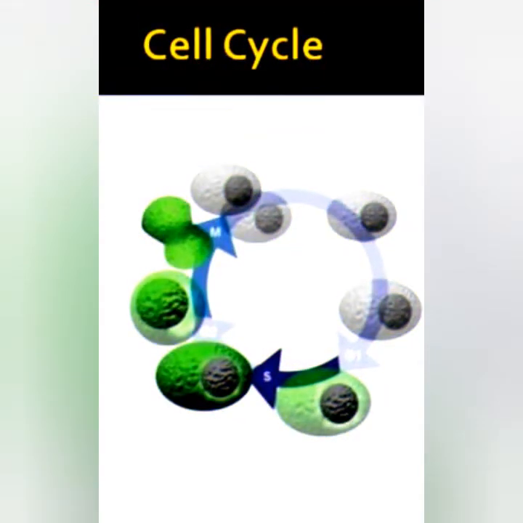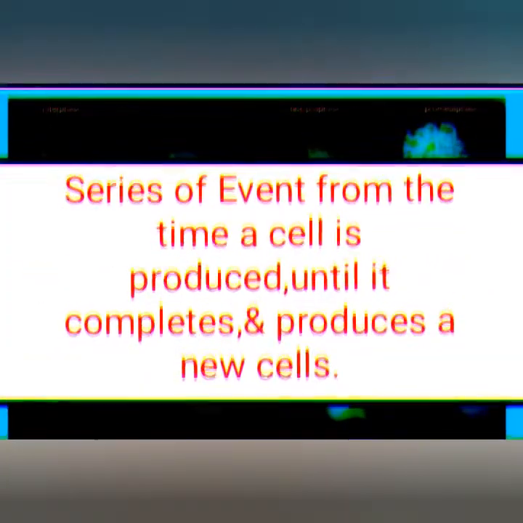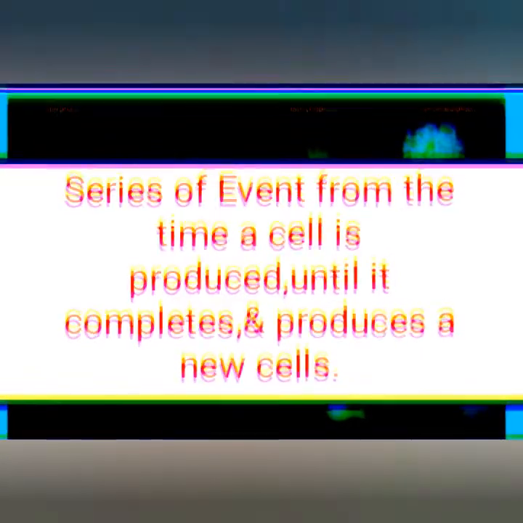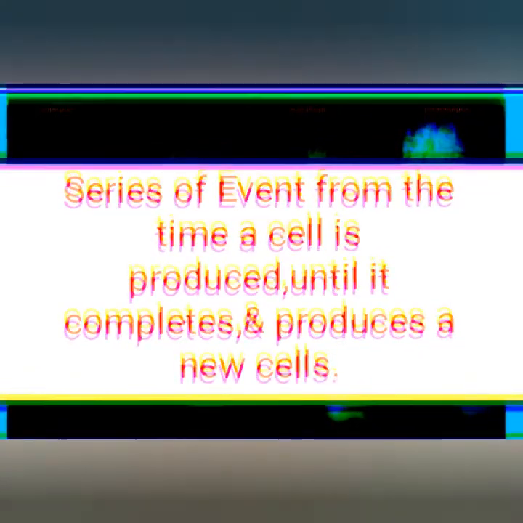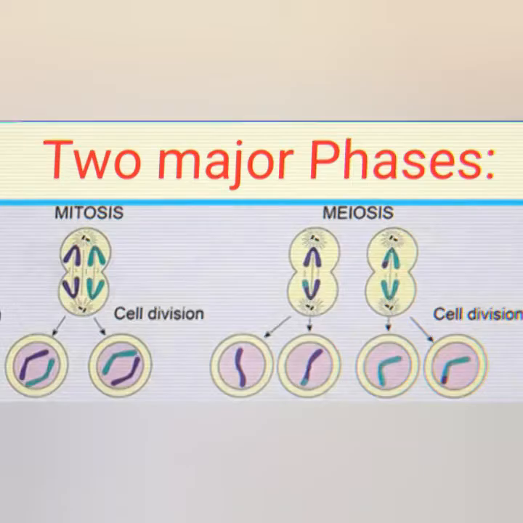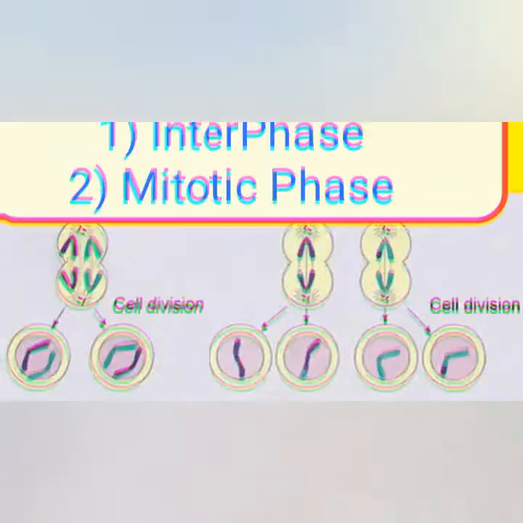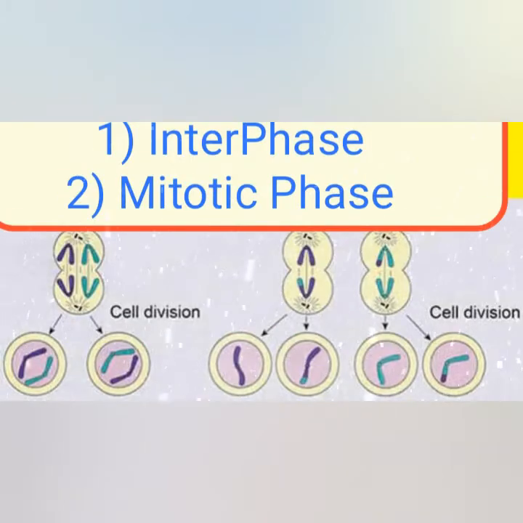So basically here the question arises, what is the cell cycle? The cell cycle is the series of events from the time a cell is produced until it completes and produces new cells. The cell cycle consists of two major phases, that is the interphase and the mitotic phase. It alternates with the much longer interphase, where the cell prepares itself for division.